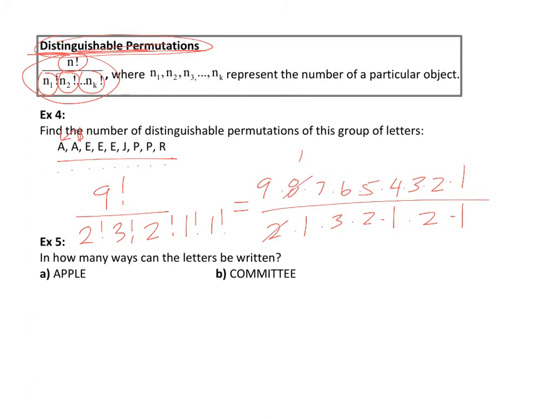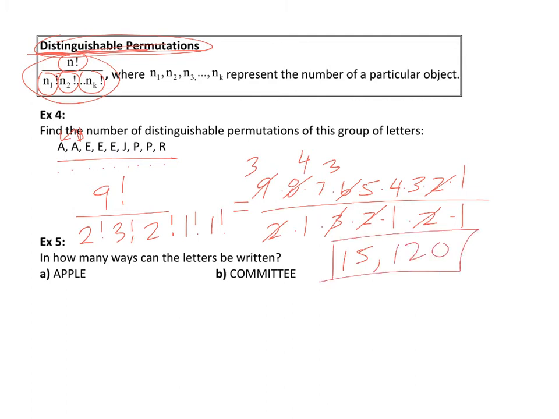The 2 goes into 8 4 times. The 3 goes into 9 3 times. The 2's cancel out here. 2 goes into 6 3 times. Okay, and if we multiply this all out, we get 15,120.